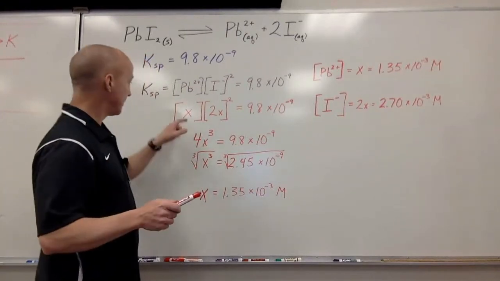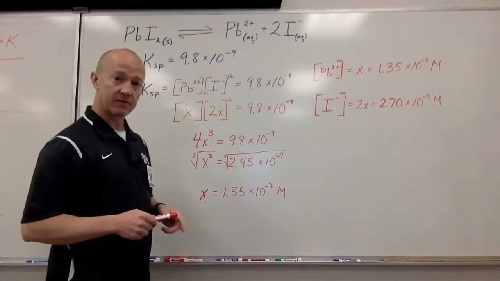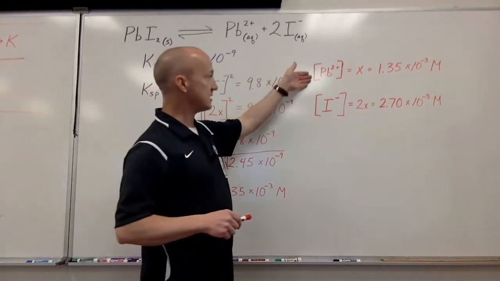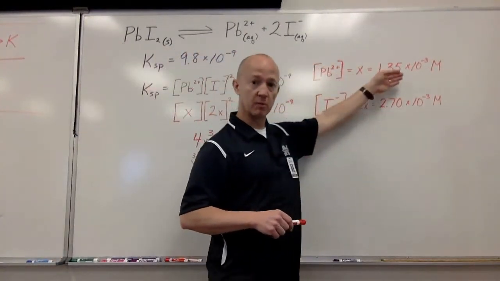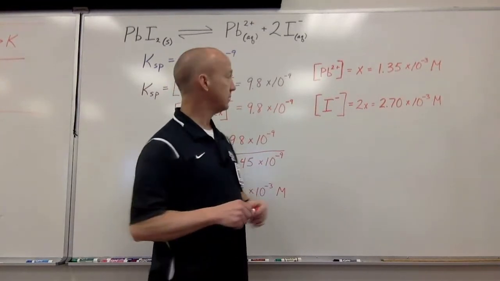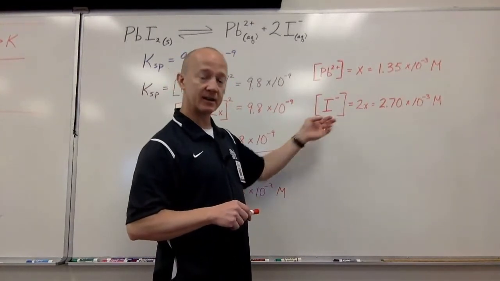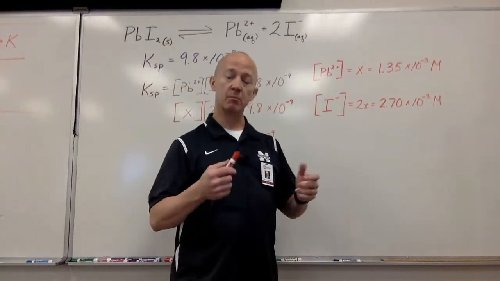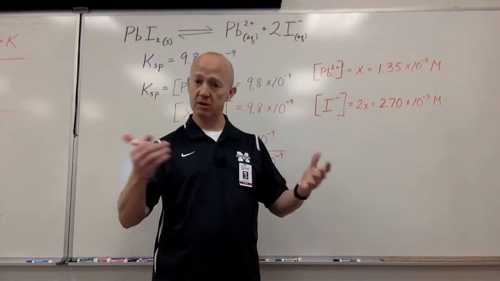Now remember, that is my lead value. That's the value of my concentration of lead. So lead is equal to X is equal to 1.35 times 10 to the negative 3rd moles per liter. And the concentration of iodide is twice that, 2.7 times 10 to the negative 3rd moles per liter. You see, we can do it.